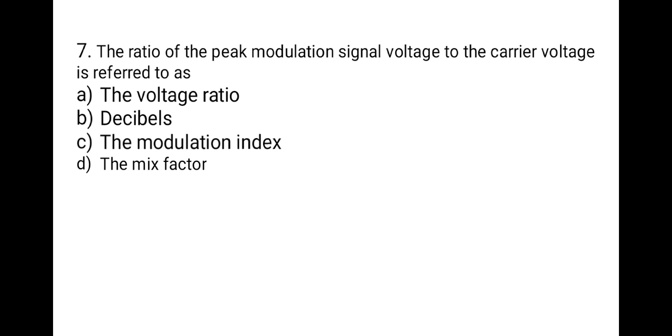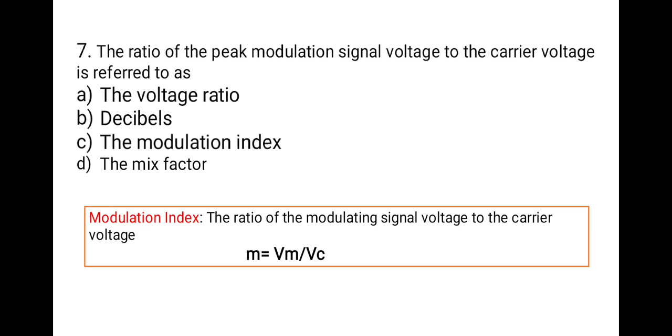The next question, the ratio of the peak modulating signal voltage to the carrier voltage is referred to as. We know that modulation index is denoted by m, and it is a ratio of modulating signal voltage to the carrier voltage. That means m is equal to Vm divided by Vc. So the correct option is C, modulation index.